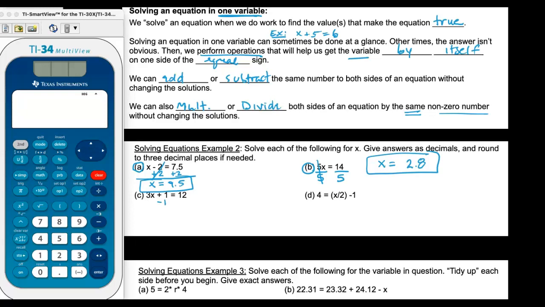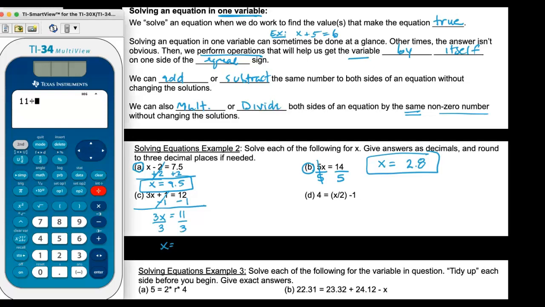And I'm going to get rid of a plus 1 by subtracting 1, since 1 minus 1 is just 0. It makes those go away. And if I do it to the left, I'm going to do it to the right. So 12 minus 1 is 11. And then I'm left with 3x on the left-hand side. And then the opposite of multiplying by 3 is dividing both sides by 3. So I get x equals 11 divided by 3.